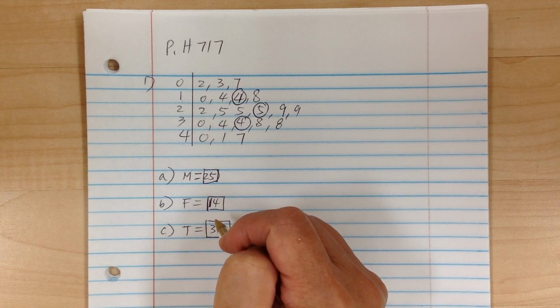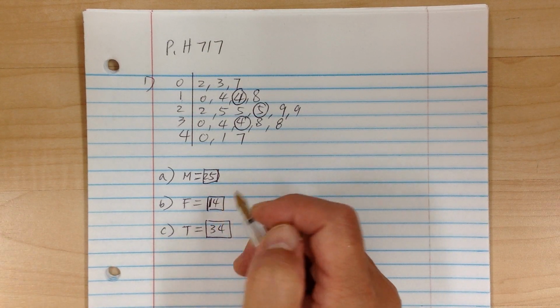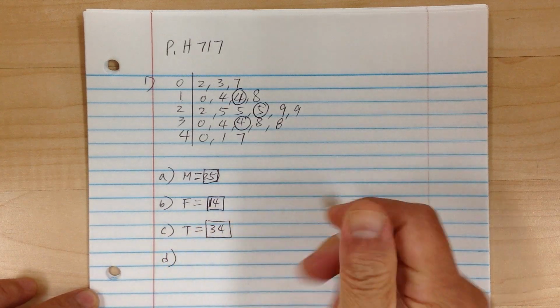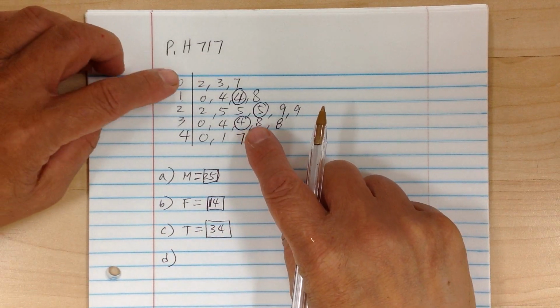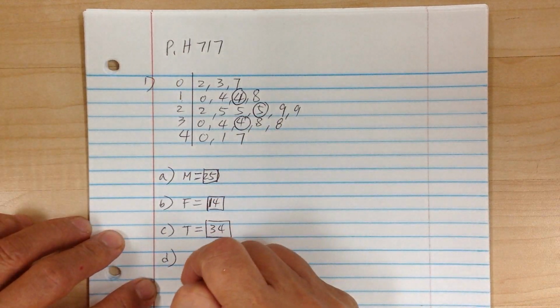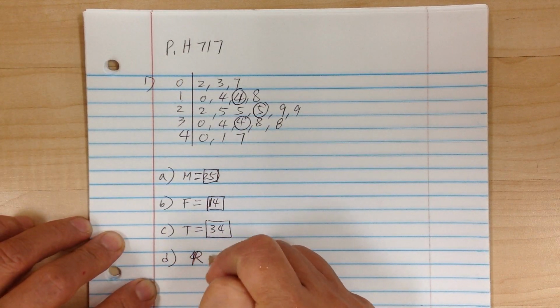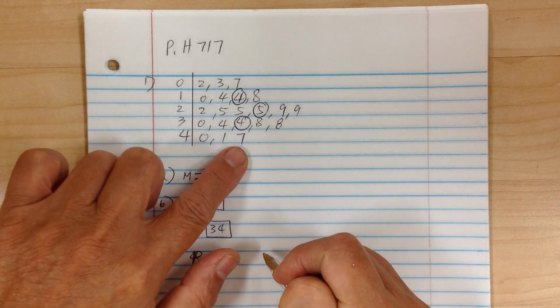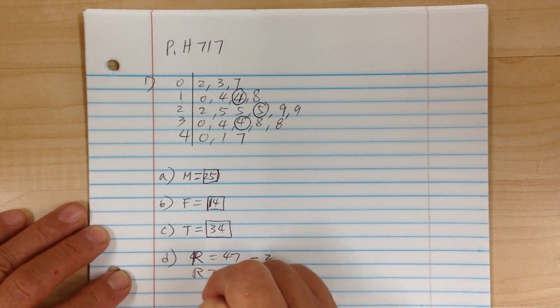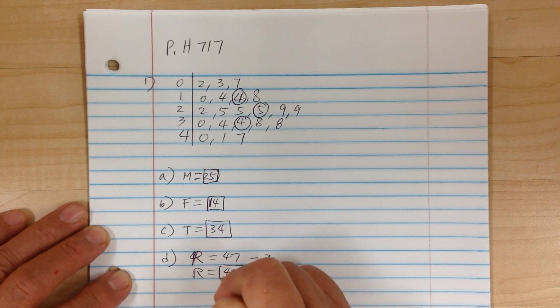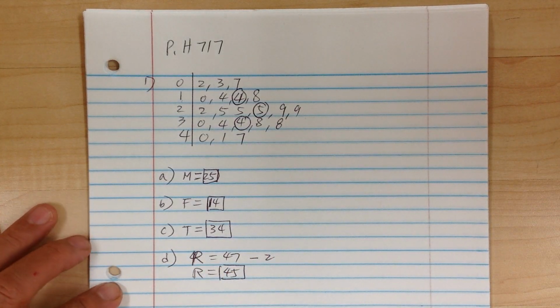Okay, and then look for D, the range. The range is the difference between the highest and the lowest. Okay, so range will equal the 47, the highest number, minus the lowest number. So the range is equal to 45.